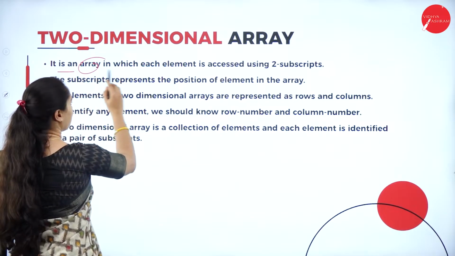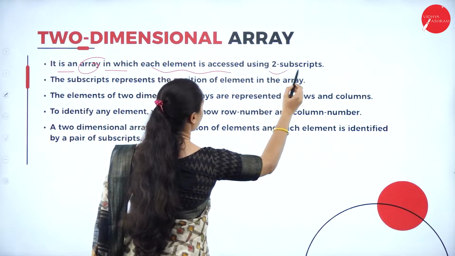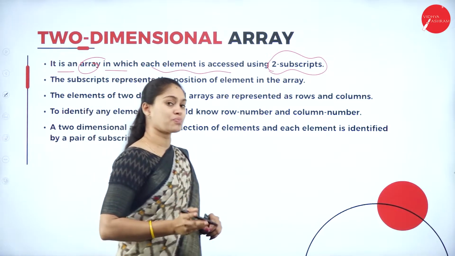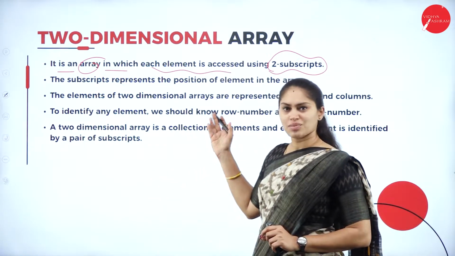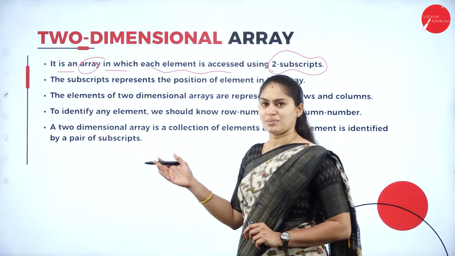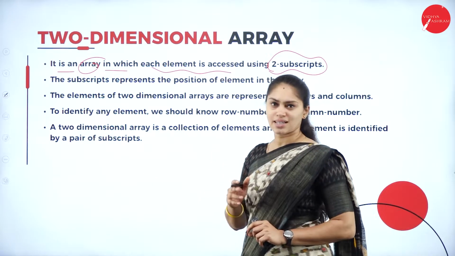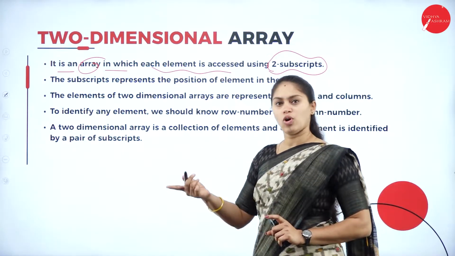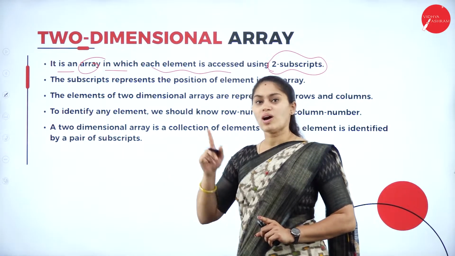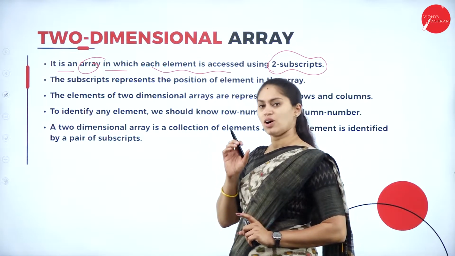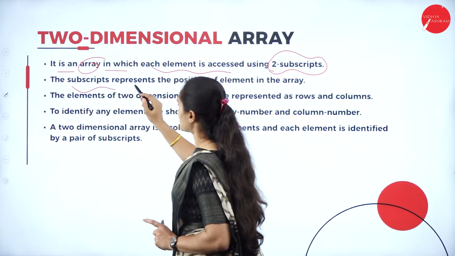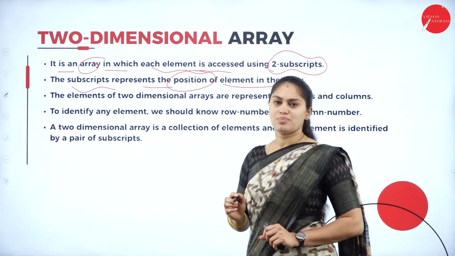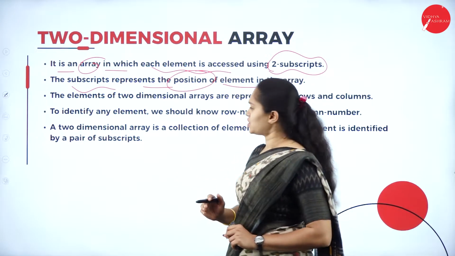It's an array in which each element is accessed using 2 subscripts. How many subscripts do we have here? That is 2. I already told you, when there are 2 subscripts, one represents the row, another represents the column. But if it is only one subscript, at that time it can be row or column. But here it is row and column, not or. And the subscript always represents the position of an element in an array. It always specifies the position or location of an element.